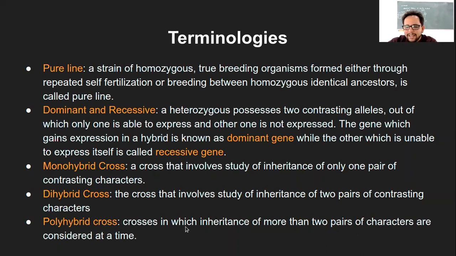And polyhybrid is nothing but more than two pairs being considered. So that means, for example, plant height, flower color and seed color, if you study these three at a time, that will be a polyhybrid cross. Or let's say you add one more to it, for example pod shape, that is four characters you are studying all together, and then those four will have at least 8 different phenotypes. So that way it is a polyhybrid cross. So monohybrid, dihybrid and polyhybrid cross.